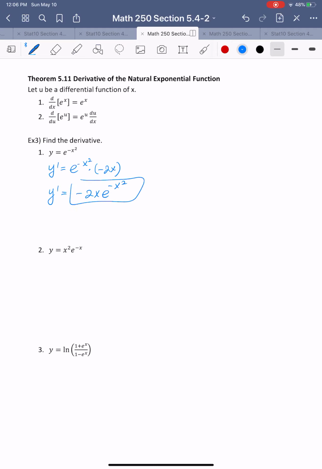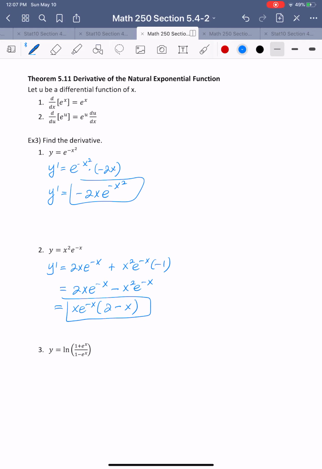For the next one, y prime, you have to use the product rule, right? So you get 2x e to the negative x, plus x squared e to the negative x times negative 1. And then simplify: 2x e to the negative x minus x squared e to the negative x. Factor out the GCF, x e to the negative x, and I get 2 minus x.